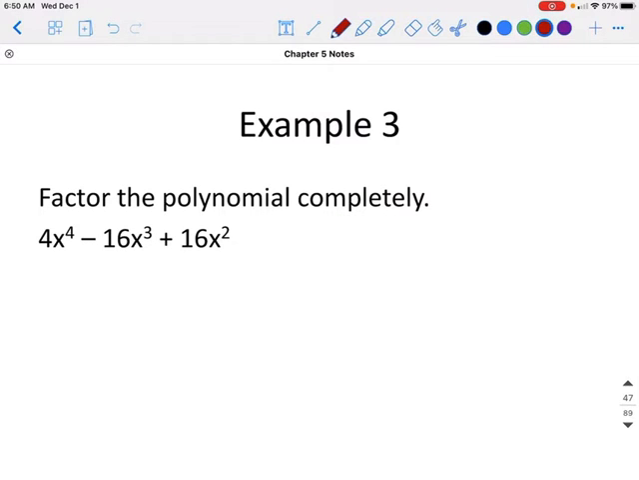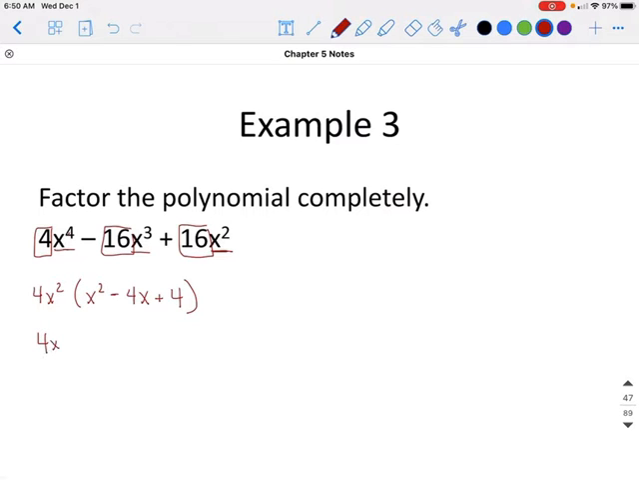So again, let's start by factoring out anything that they have in common. I have an x squared, I can take an x squared out of here, and I can take an x squared out of here. And 4 goes into all of these pieces. So I can factor out a 4x squared. 4 divided by 4 is 1. X to the fourth, if I factor out an x squared, is going to leave me with x squared. Minus 16 divided by 4 is 4. X cubed, factor out an x squared, you're left with x. And 16 divided by 4 is 4. We factored out the x squared, so we are done here.